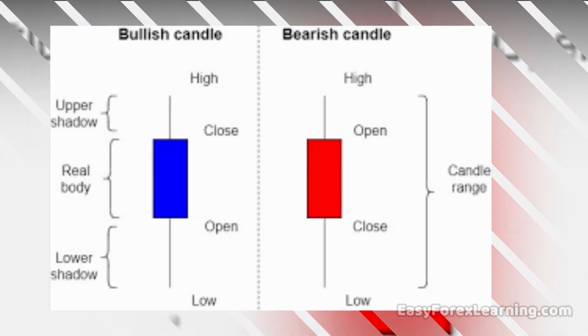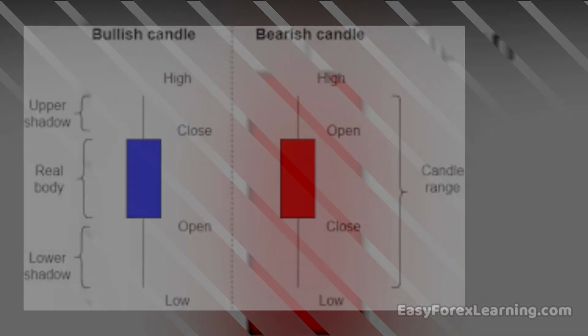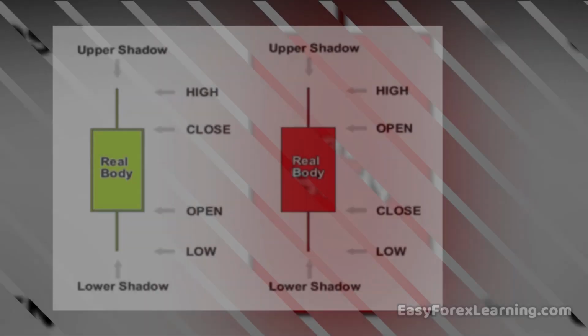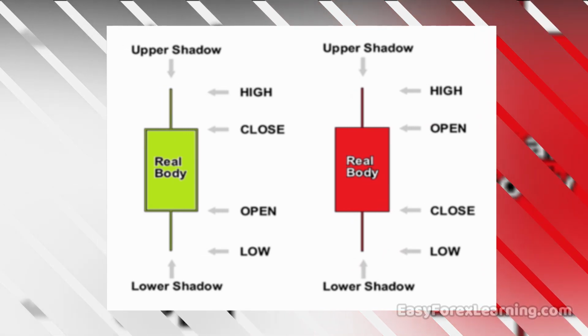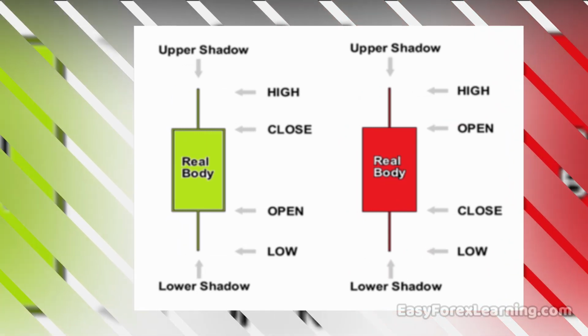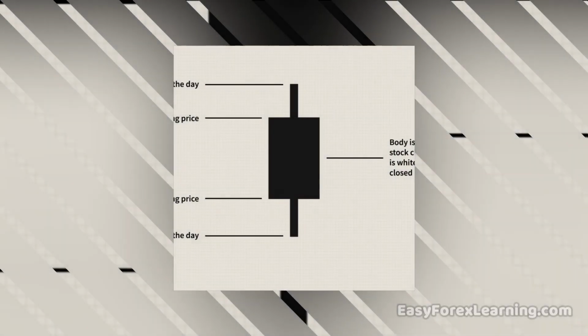Thin lines poking above and below the body display the high-low range and are called shadows. The top of the upper shadow is the HIGH. The bottom of the lower shadow is the LOW.